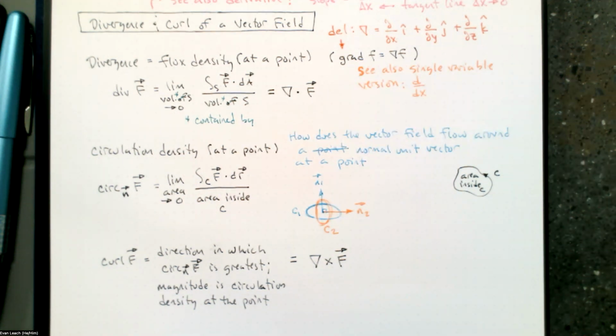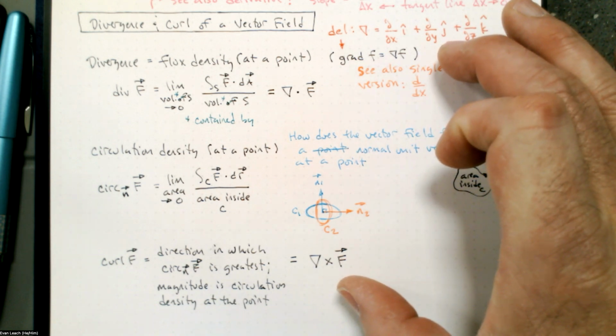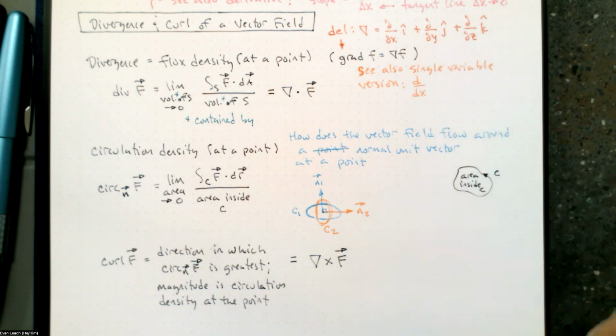So we've got this del operator. We can combine it with a scalar function, and we can multiply it by a vector field in two different ways: dot product and cross product, and each of them has some kind of relevant definition, some kind of meaning. The two that end up being vectors indicate the direction of maximum something. So the gradient is the direction of maximum increase of our scalar function f. The curl, del cross f, is the direction of maximum circulation density.